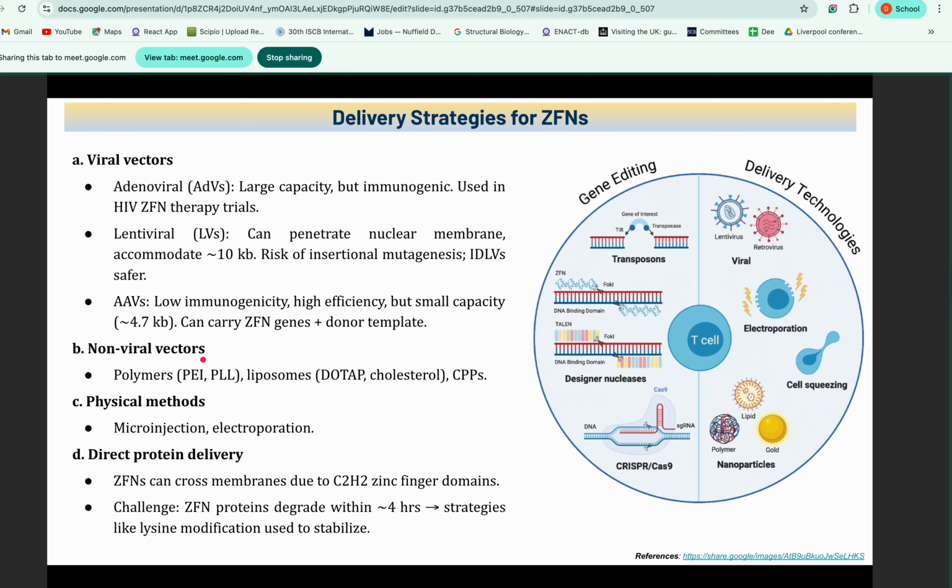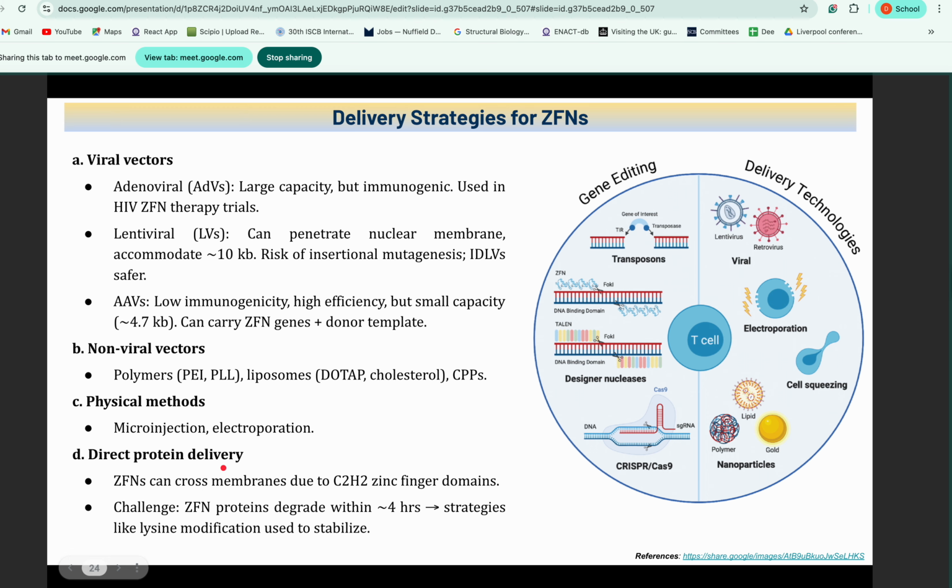Then if we talk about non-viral vectors, then there are polymers, liposomes, CPPs. So they can also integrate these zinc finger nucleases along with them, and they can deliver them into the cell. Then physical methods are microinjection or electroporation. So in case of microinjection, there is a small needle with which we can insert zinc finger nucleases directly into the nucleus of the cell. Then electroporation is based on electric charges. We create pores in the cell membrane, and then we insert these zinc finger nucleases into the cells.